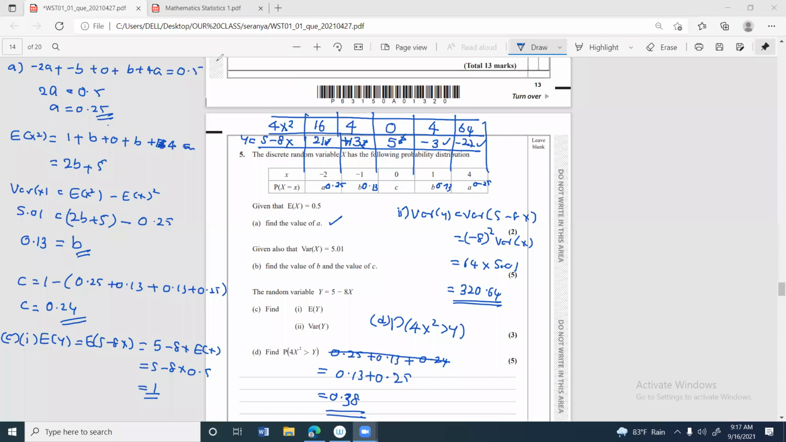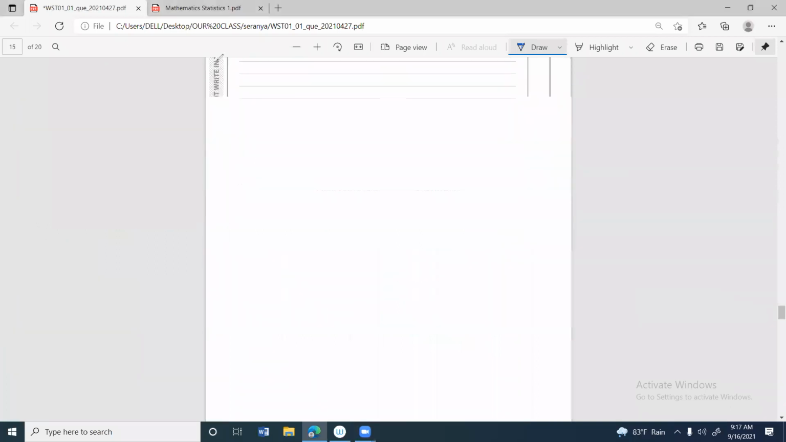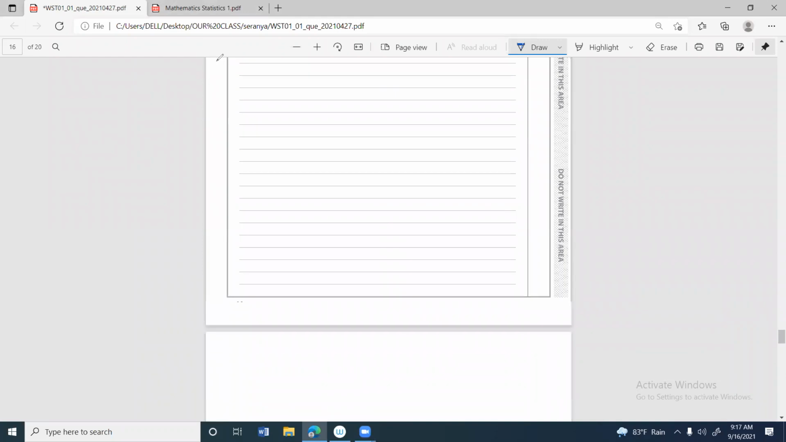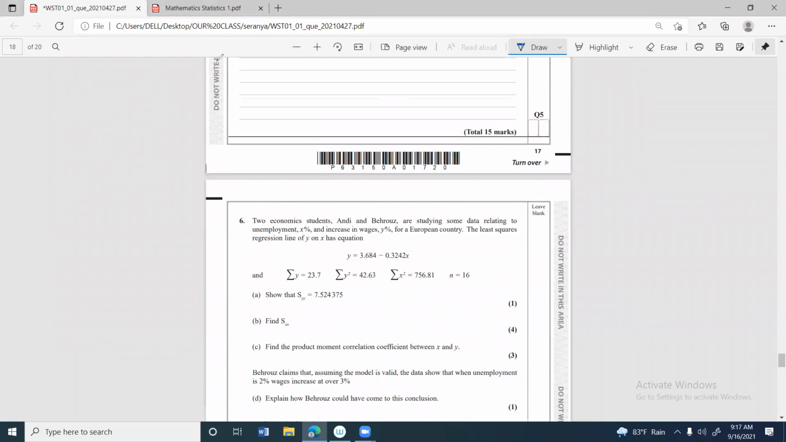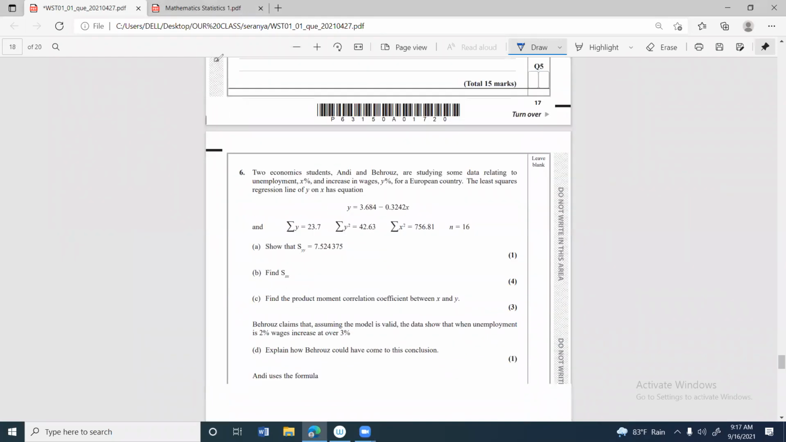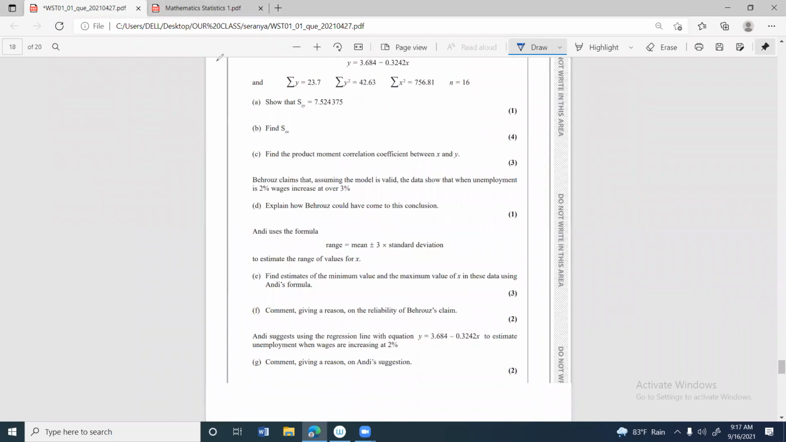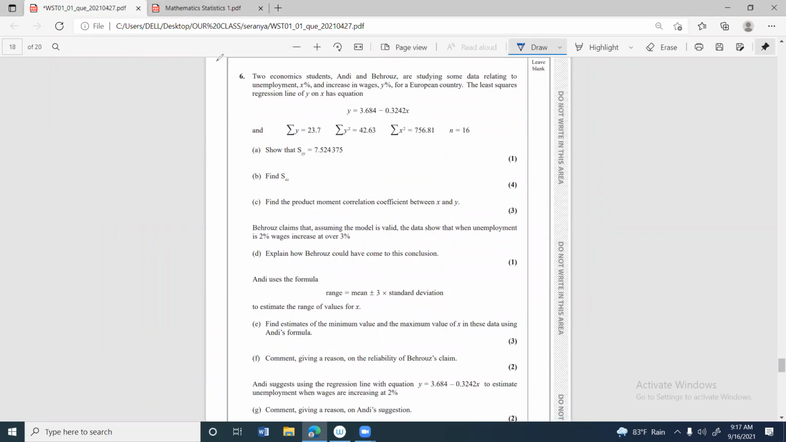Right. Then let's go to the last question. Over here, they mention two economic students, Andy and Baroza, studying some data relating to the unemployment percentage and the increase of wage of a European country. The least squares regression line y on x is given by this equation. Show that SYY equals this.